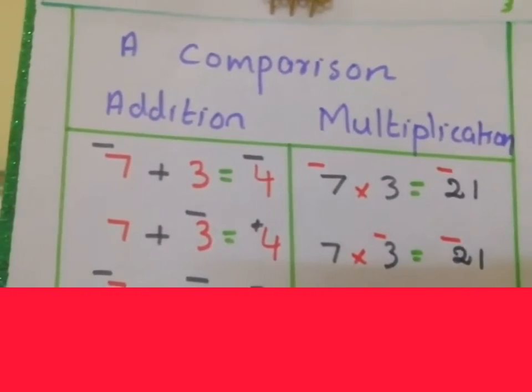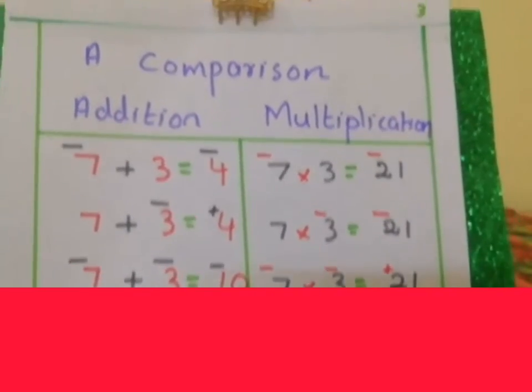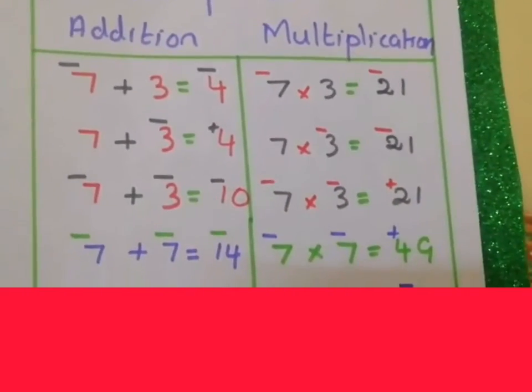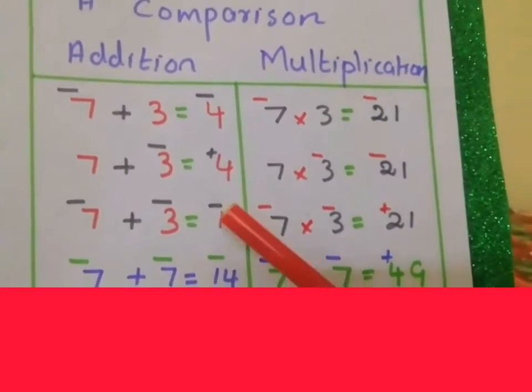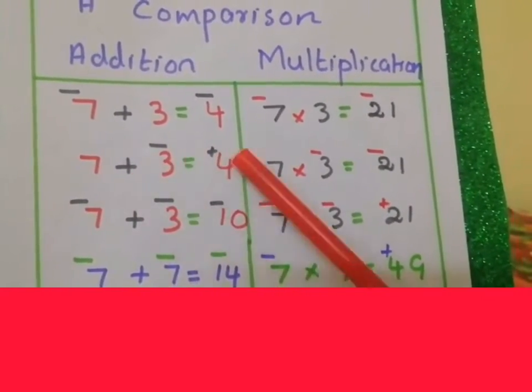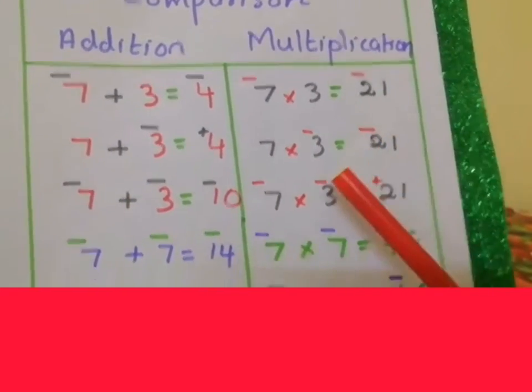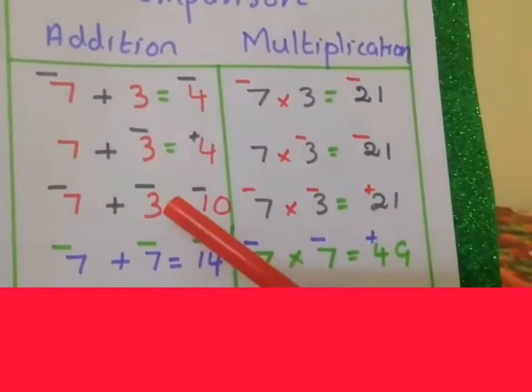Now let us compare this addition and multiplication of the same digits. A comparison, addition and multiplication. So here I took two numbers 7 and 3. 7 and 3 are the digits for both addition and multiplication. So let us discuss addition first.